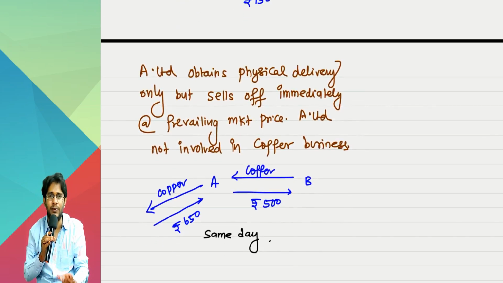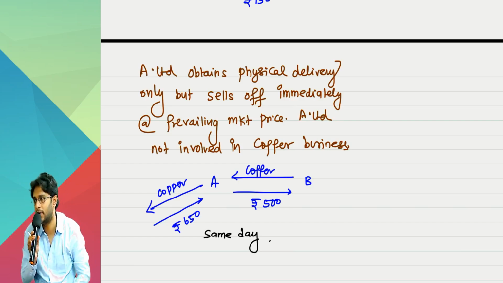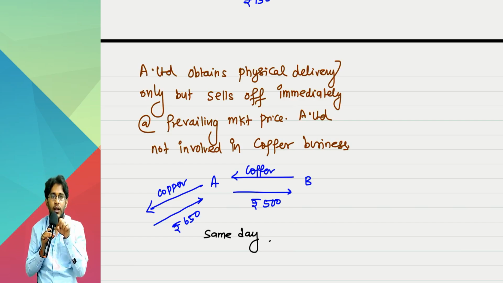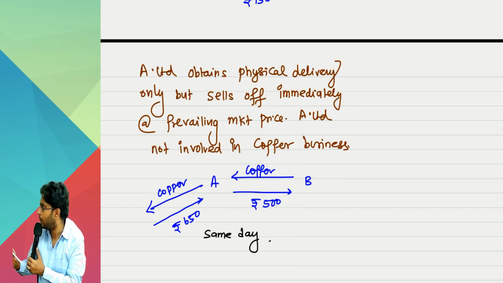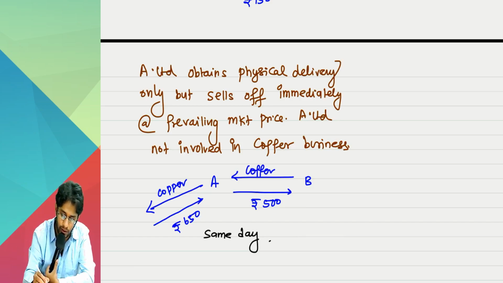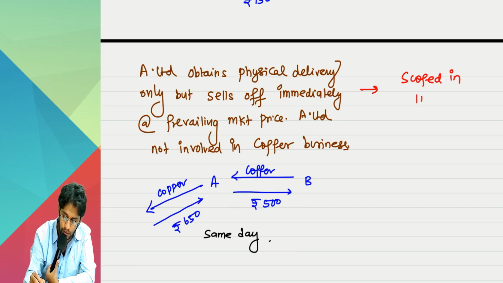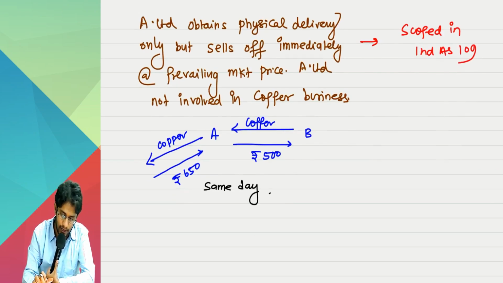The point is simple, sir. See this fellow's intention. Is the intention to obtain goods for your business or to make a speculative gain? That's all. If your objective is to make a speculative gain, then you are covered, or scoped in, under Ind AS 109. Last case.